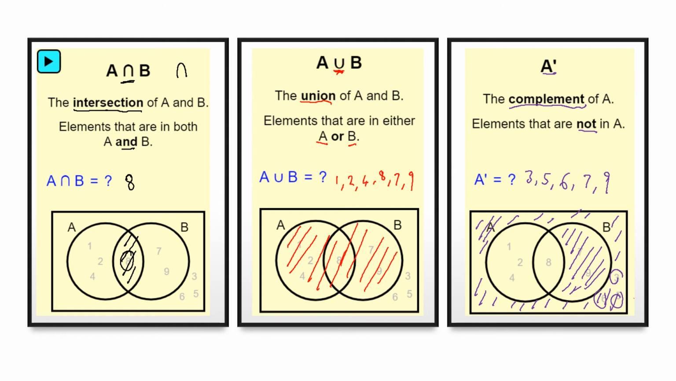What I would like you to do, if you haven't already, is pause the video and please make a note of this here. Please make a note of the fact that A intersection B means the intersection. Please make a note that A union B refers to the union, and that A dash means the complement, which in turn means not A. So just pause and take some notes based on everything on that slide, and then we'll have a look at a couple of the kinds of questions that you might be asked.